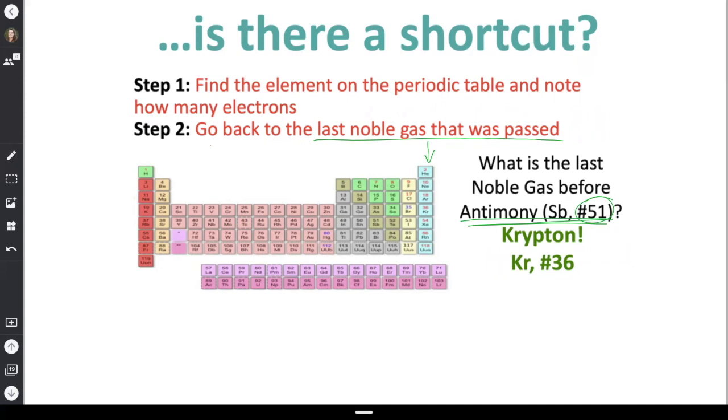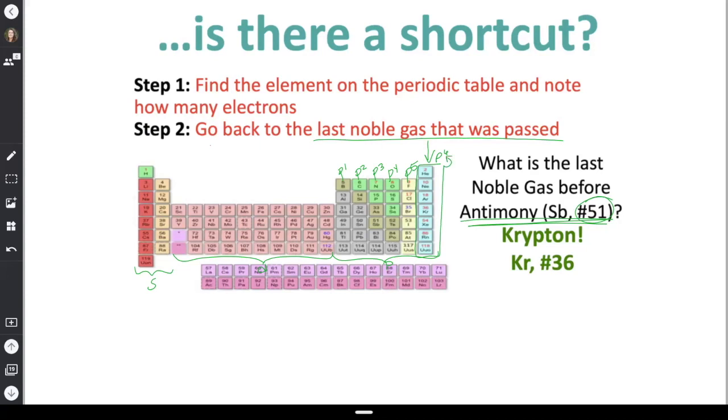Think about what we talked about with the blocks on the periodic table and how they represented your orbitals. Here was our S block. Here is our D block. And over here is our P block. Well, what do you notice about the noble gases in terms of the P block? This would be P1, P2, P3, P4, P5, and P6. So your noble gases fill up the p orbital.